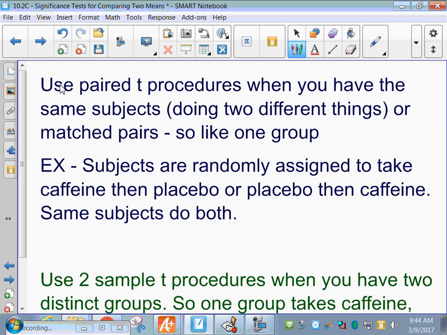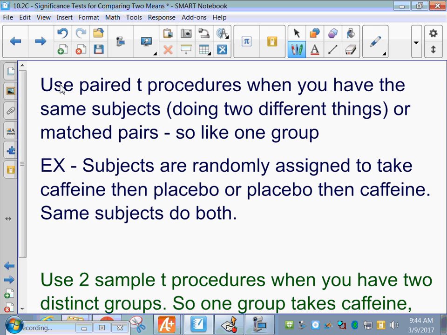So what's the difference between a paired T procedure and a two sample? You guys were asking about this the other day, right? Paired T procedure, that's what we learned when we just did one list. We went ahead and subtracted the data, right? And we did the difference, but we went ahead and subtracted, so it was still one sample versus a two sample, all right? So use paired T procedures when you have the same subjects doing two different things.